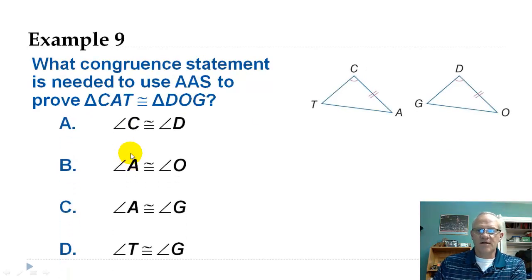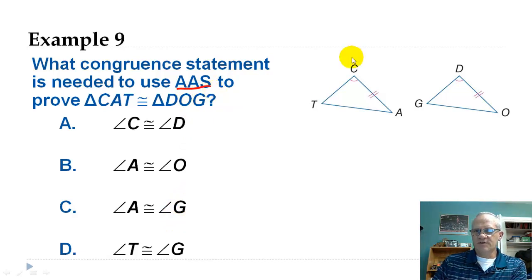All right, here's our last one. We've got a multiple choice this time. The question's being asked in a little bit different way. Okay, so this time they are specifically asking us, we're trying to show angle, angle, side congruence. So this is what we're trying to do, and it's just saying, what of these do I have to prove or to show that would cause me to have angle, angle, side congruence?